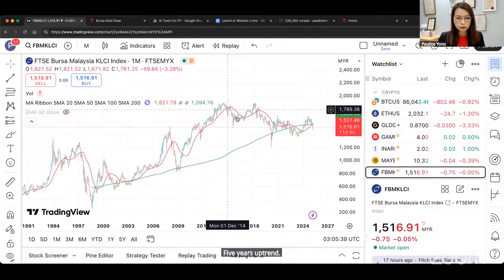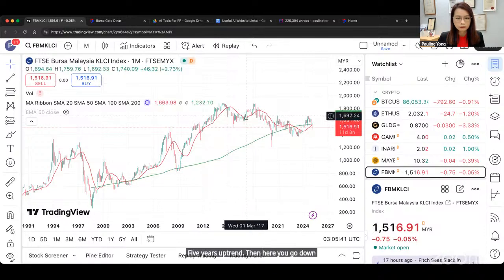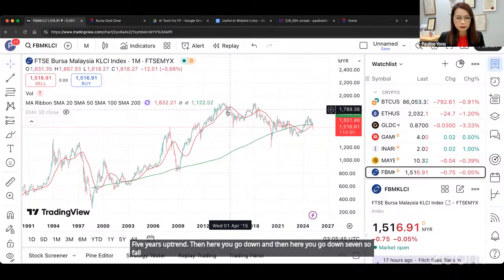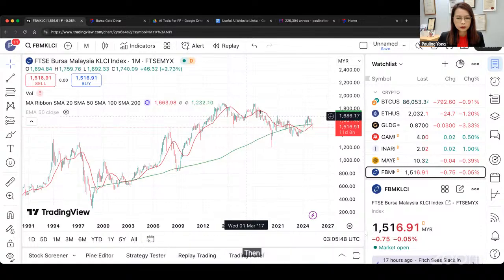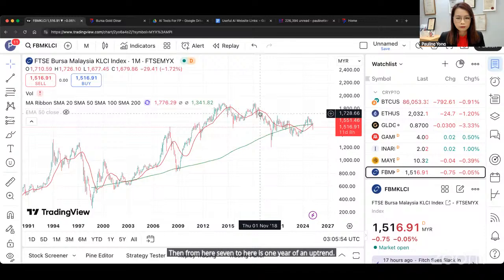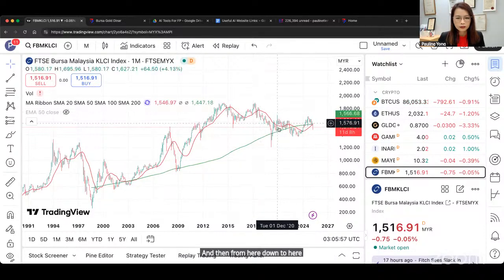Then here you go down, and then here 7. So 4, 5, 6, 7, 3 years of a downtrend here. Then from here to here is 1 year of an uptrend. And then from here down to here is 2 years downtrend. And the thing goes like that.